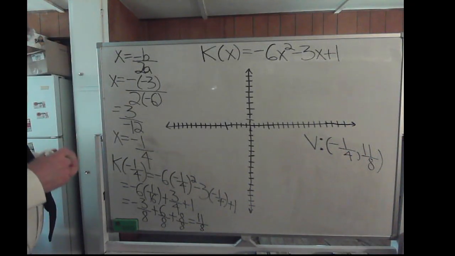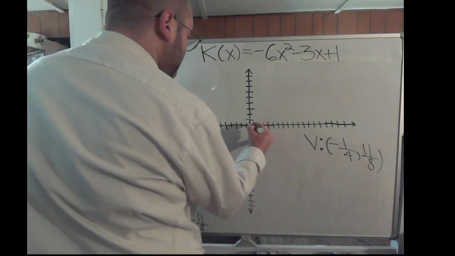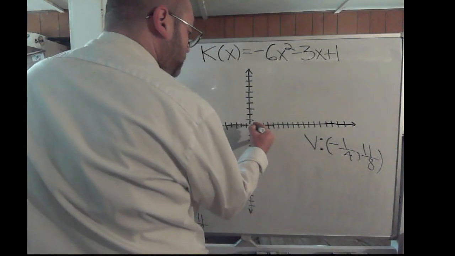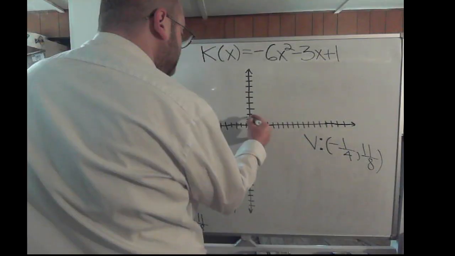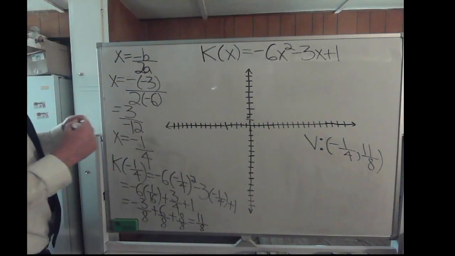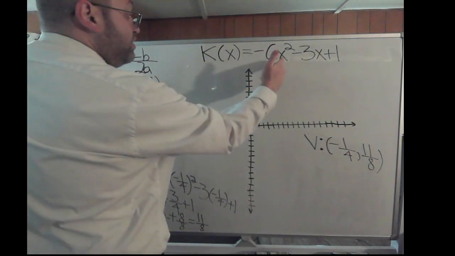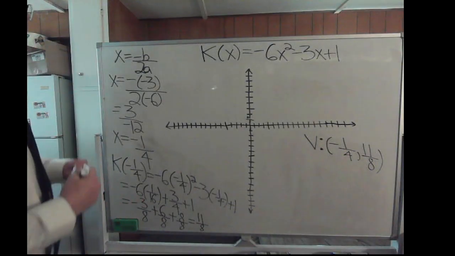Okay, so let's go ahead and locate that point. Negative 1/4 is about here. 11/8, that's 1 3/8, so that'd be about right here. So there's your vertex, and that 11/8 is going to be the maximum value of the function because you have a negative coefficient on the x squared term, therefore the parabola is going to open downwards.